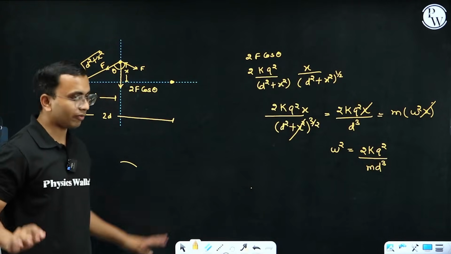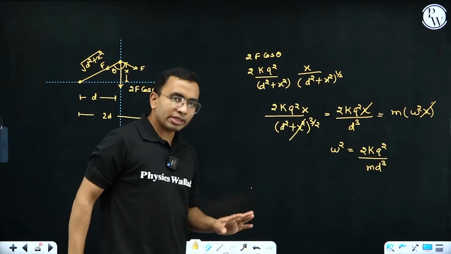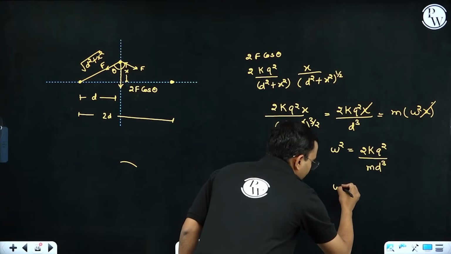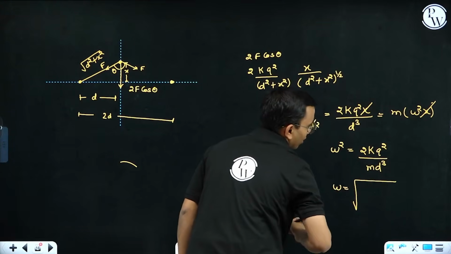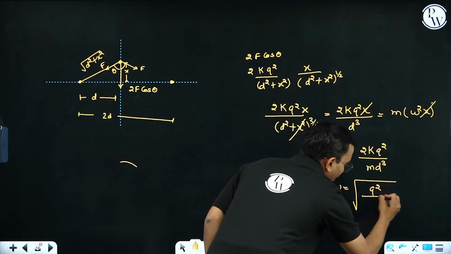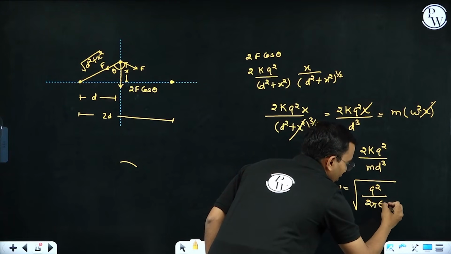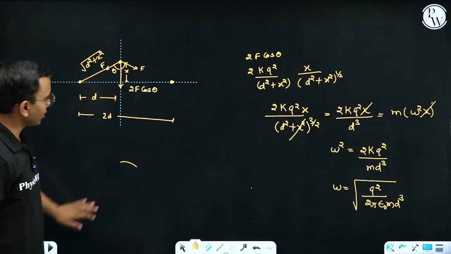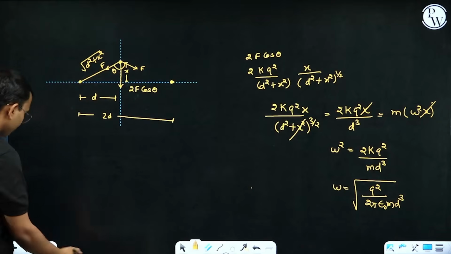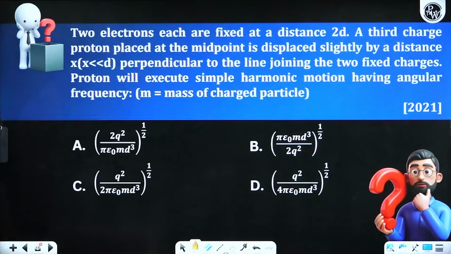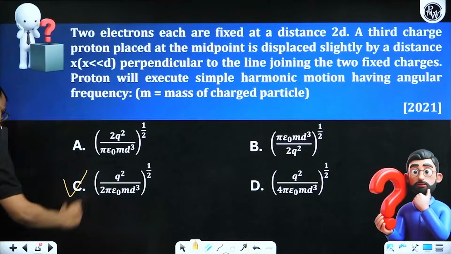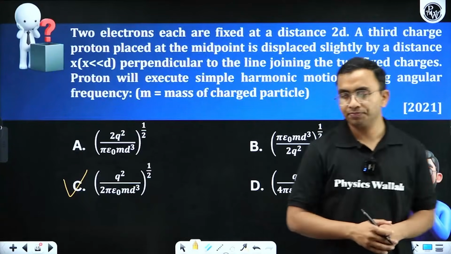Everything perfect? Yes. Now the answer is in terms of epsilon naught, so I'll put k as 1 by 4 pi epsilon naught. So omega will become root of q square by 2 pi epsilon naught m d cube. Coming to the options, q square by 2 pi epsilon naught m d cube, option C matches with our answer.